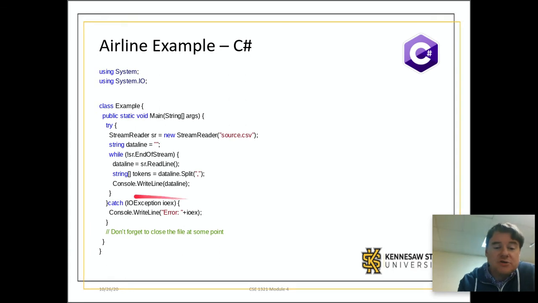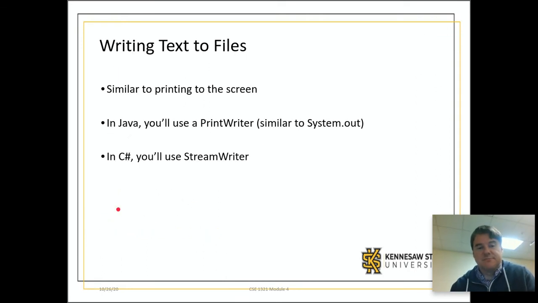All right, and your exception handling is very similar down here. IO exception is what you're catching, and you're just doing a console.writeLine. So hopefully this makes sense.